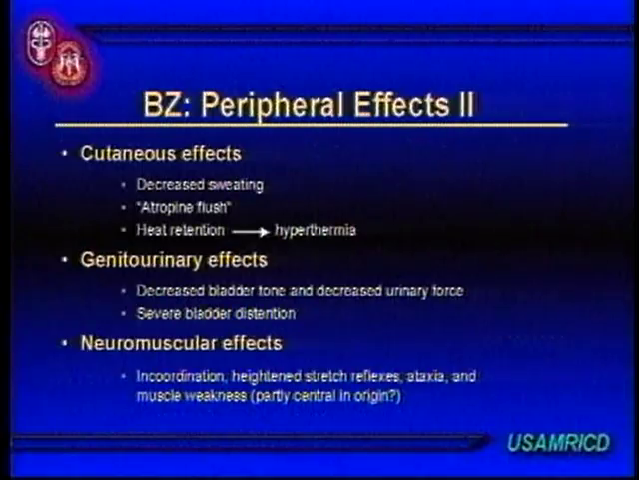Nicotinic receptors. So you can't automatically say that you're going to be weak from BZ. Now, it so happens that most people do get weak from BZ, but we think it's a central effect rather than a peripheral effect, since BZ and its congeners don't really fit into nicotinic receptors. They don't really block acetylcholine at those sites. But centrally, you do have some incoordination, heightened stretch reflexes, ataxia, and sensations that are perceived by the casualty as weakness.